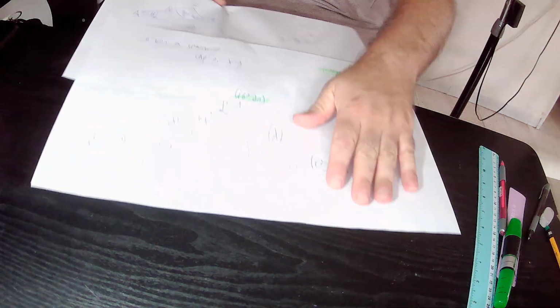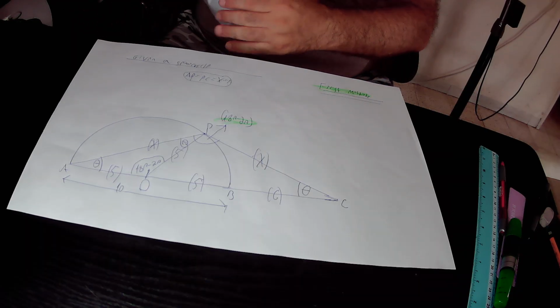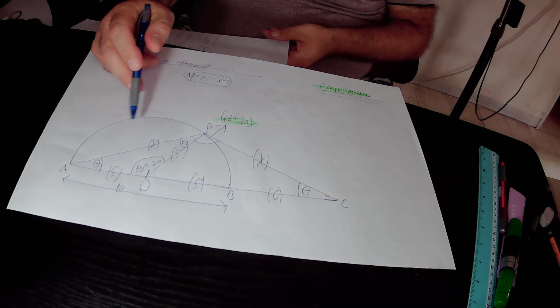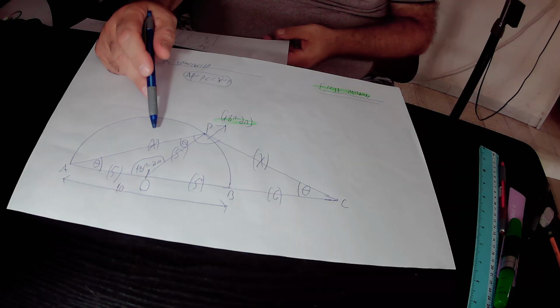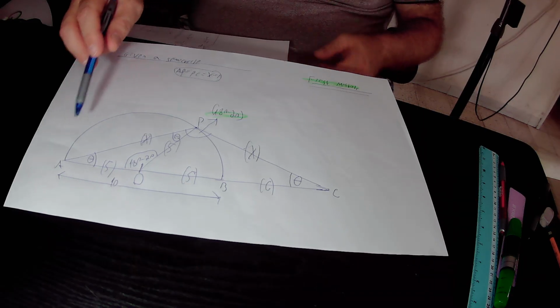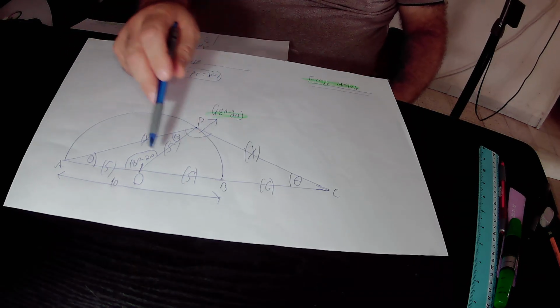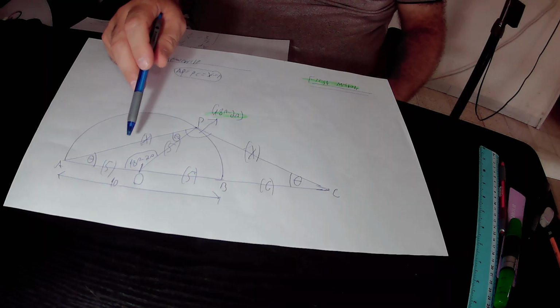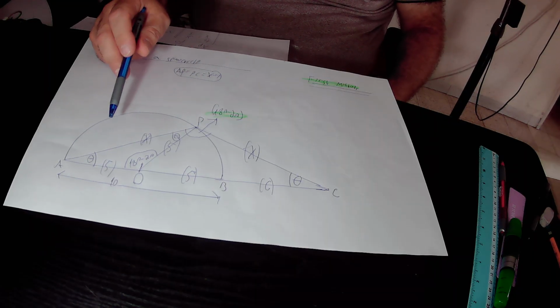In the second question, our task is to find out the length of line segment AP, which is equal to x. We have to find out the value of x. So in the drawing, we have a semicircle. AB equals 10. That is to say, the diameter of this semicircle equals 10, therefore the radius is 5.